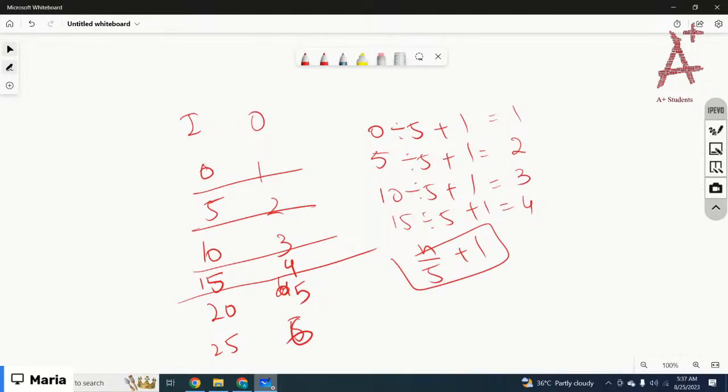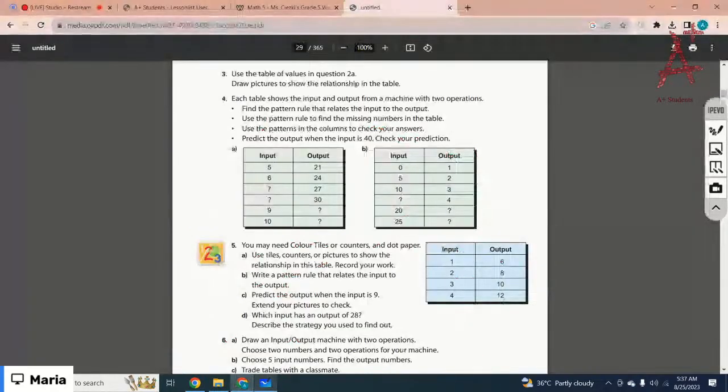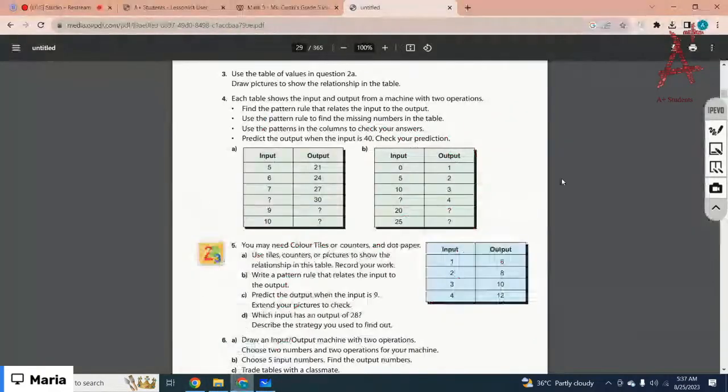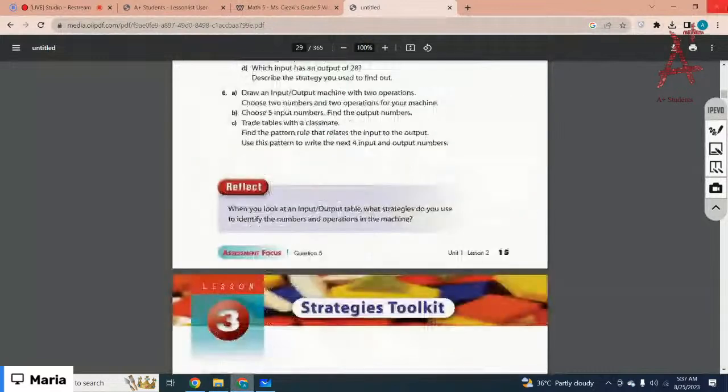Okay, you have to find the missing value. Let's check. n is 20. 20 over 5 plus 1. Yes, it would be 5, right? Then 25 over 5 is 5 and plus 1 is 6. Yes, it would be n over 5 plus 1, right? If I can think a bit more, I will get the 8 also, but it's okay.